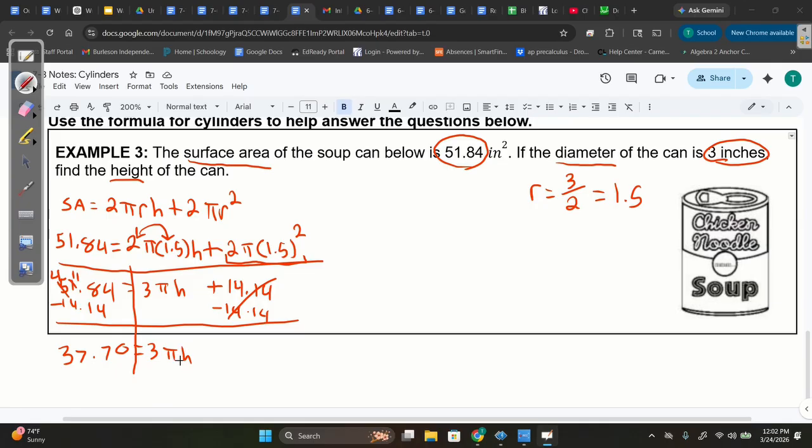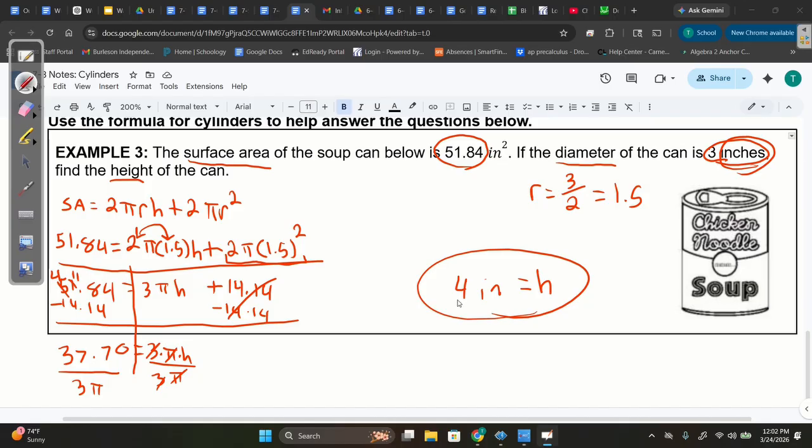Now, the question becomes, how do I get the h by itself? Here's how. We got to remember, this is 3 times pi times h. And to get rid of times, we need to divide. So I divide by 3 to get rid of the 3, and by pi to get rid of the pi. Leaving me just the h alone on the right side. 37.7 divided by 3 pi is 3.9999, repeating, which is about 4, and my unit is inches. So the height of this can is 4 inches tall.